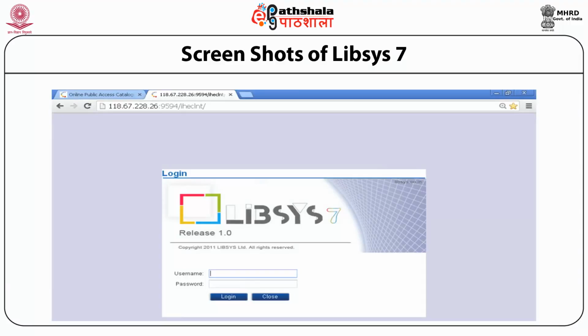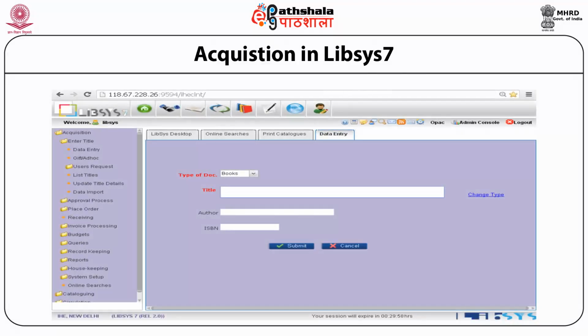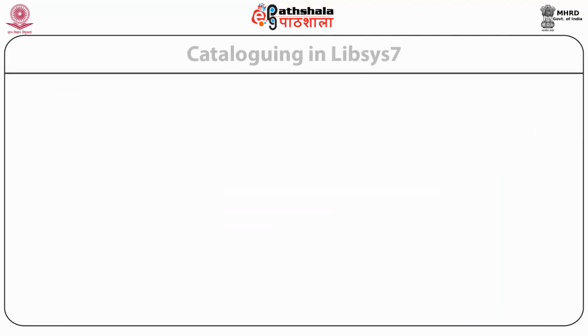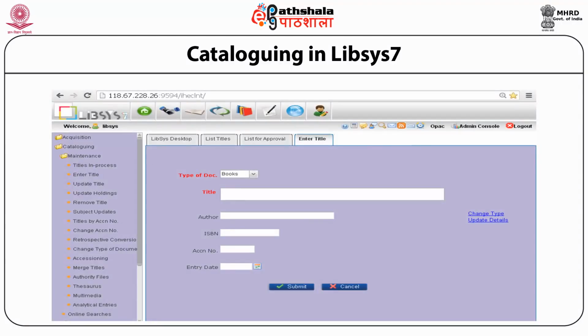You can see on the screen the login page of LIPSIS 7 through the web browser. The screen shows the LIPSIS 7 acquisition page with the data entry option. On the left side, the menu of the acquisition module is also shown. The screen shows the LIPSIS 7 cataloging page with the enter title option. Similarly, the left side of the menu is shown for the cataloging module.